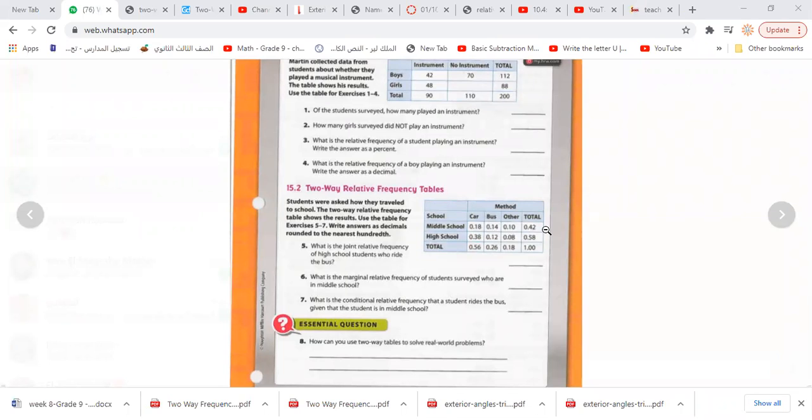Okay, let me give you another example. If we want to calculate the conditional relative frequency that the students ride a bus and he is in high school, it is 0.38 divided by 0.58. Bus and he is in a high school: 0.12 divided by 0.58. Understood?